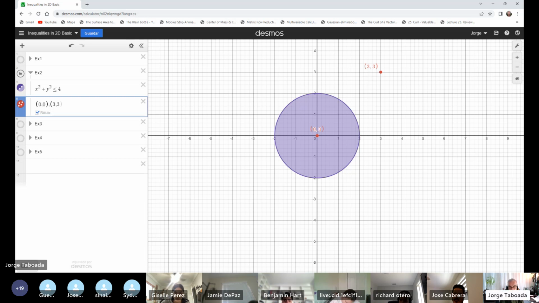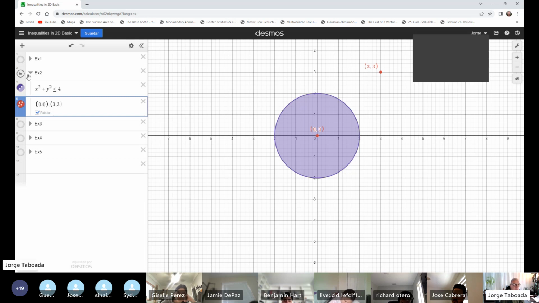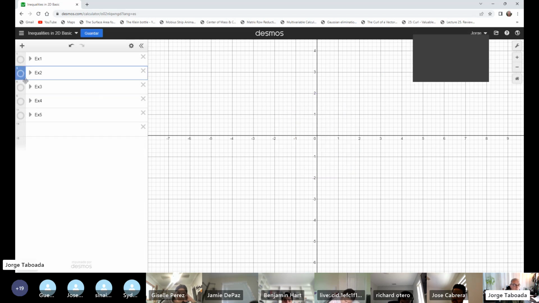Okay, suppose now in Desmos, we come back to Desmos again. This was example 2. What about example 3? Look at that. Example 3 is similar, but it's x squared plus y squared greater than 4. What do you think? Again, it's a circle. The center is at the origin 0,0 and the radius is 2. But do I draw this circle using a solid line or a dotted line?